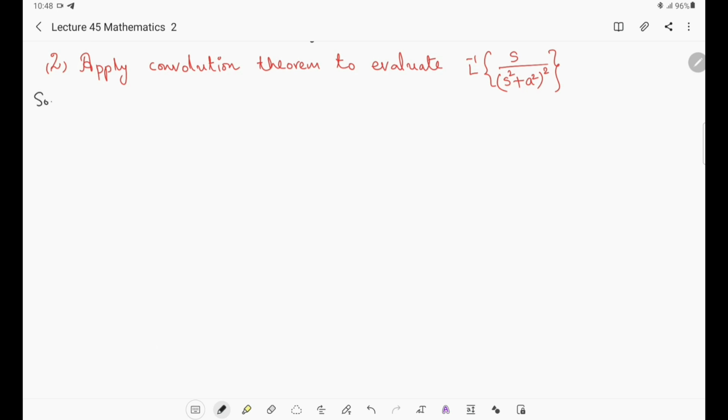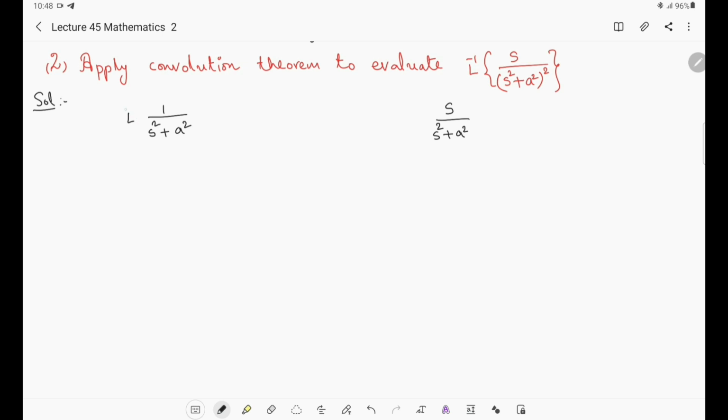Solution. See, now I am having two functions. The first function I am considering as 1 by (s square plus a square). Another function I am considering as s by (s square plus a square). Now you multiply these two, this one and this one. So what we will get? s by (s square plus a square) whole square we will get.